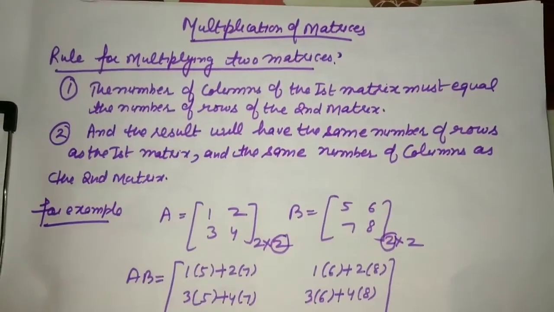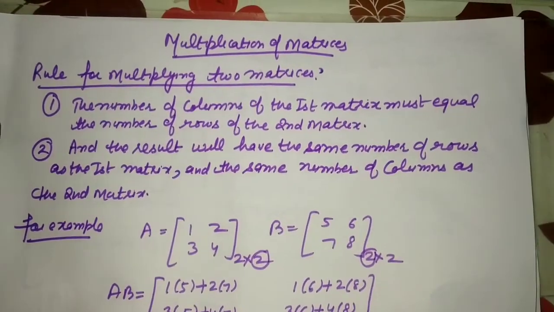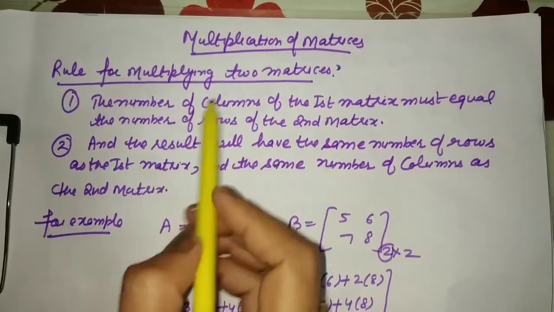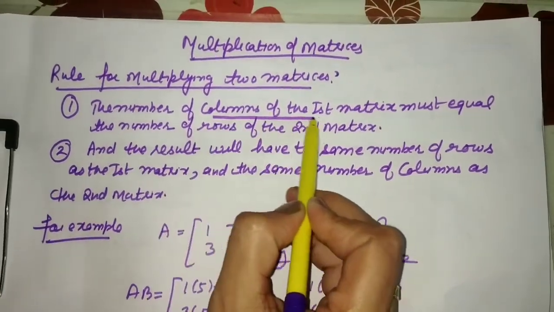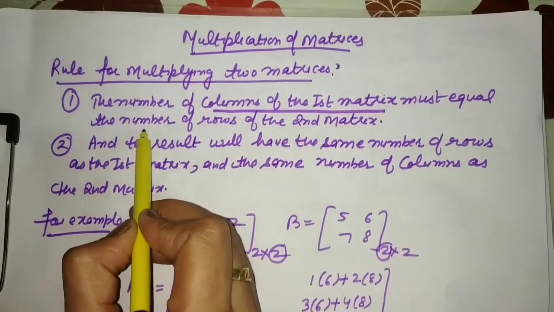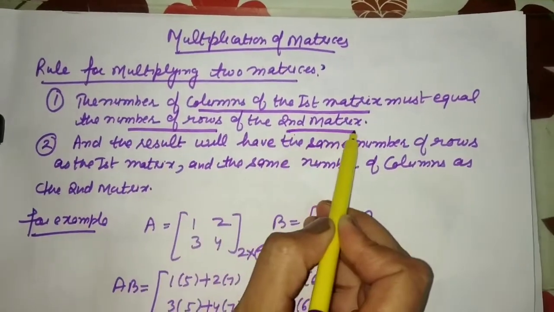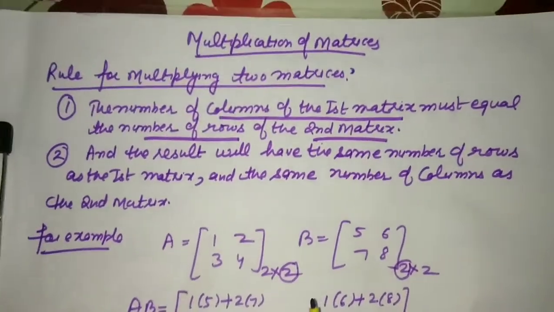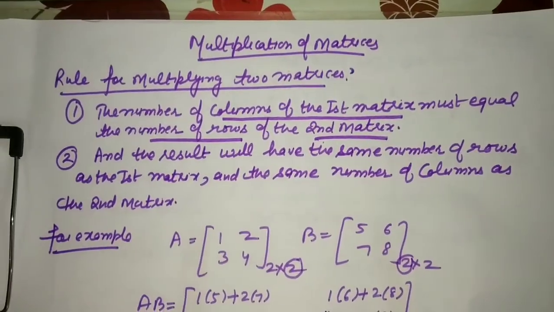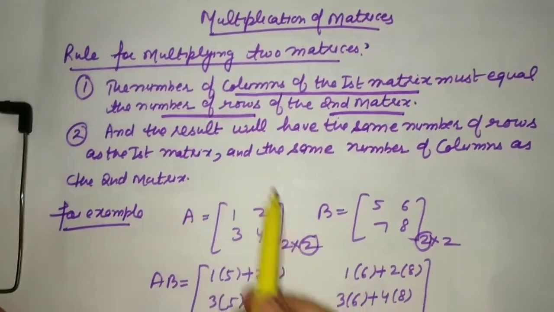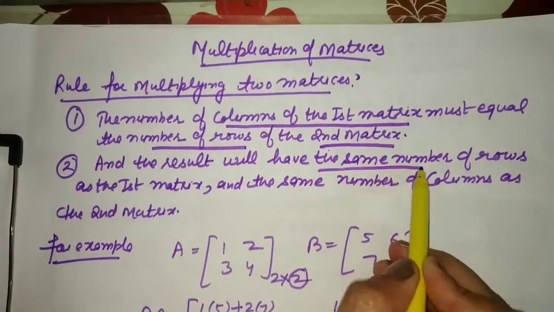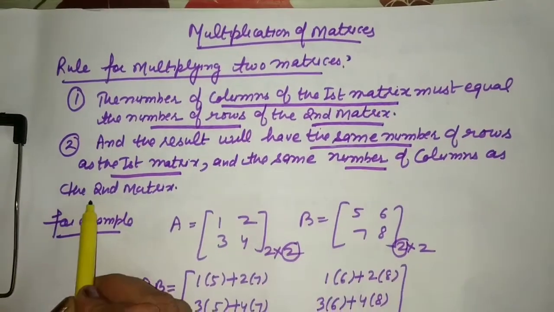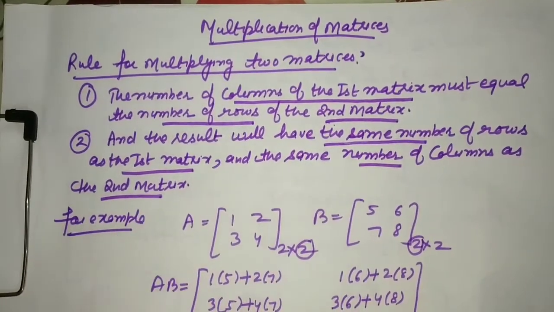That means what are the various rules how we have to multiply two or three matrices. The first condition is the number of columns of the first matrix must equal the number of rows of the second matrix. If we are multiplying two matrices, that means the number of columns of the first matrix should be equal to the rows of the second matrix. And secondly, the result will have the same number of rows as the first matrix and the same number of columns as the second matrix. These are the two conditions.